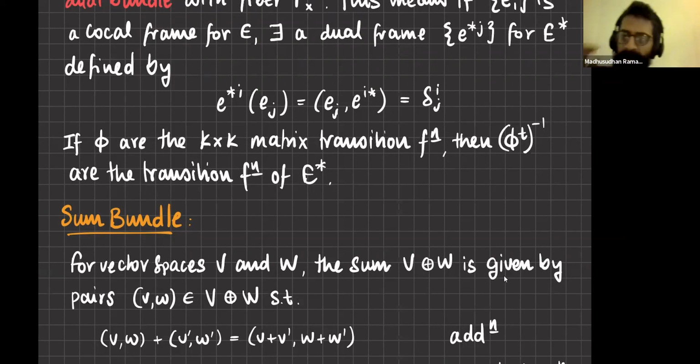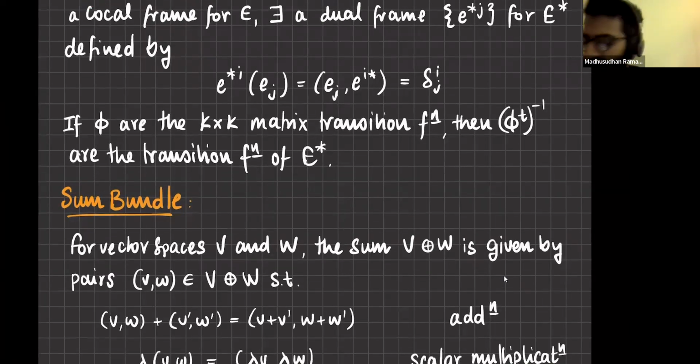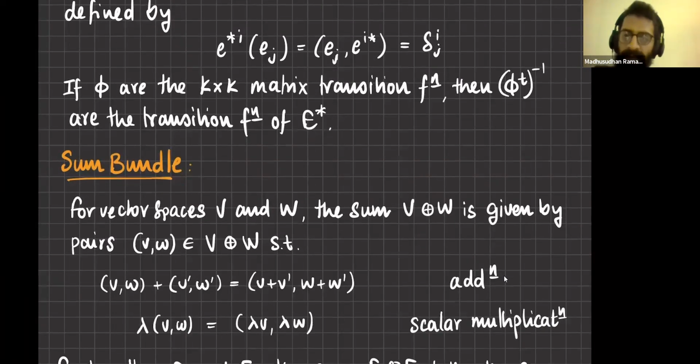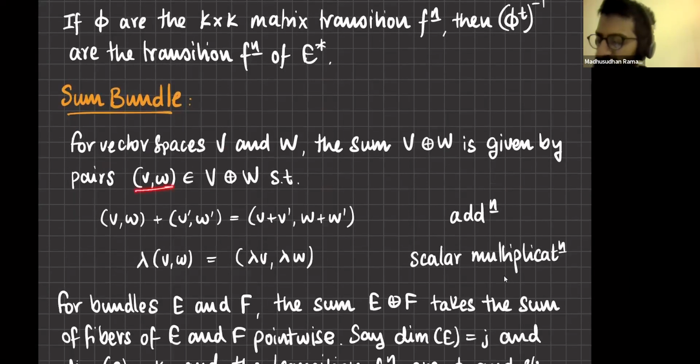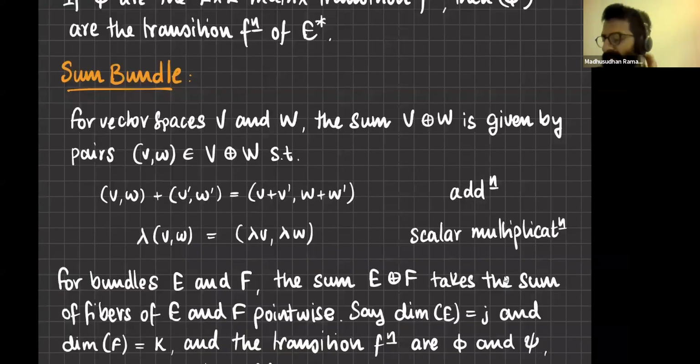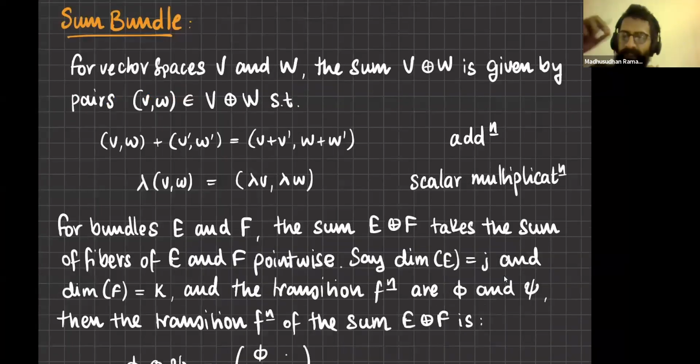So the key here is just that you're doing everything pointwise. For example, you can consider the sum of two vector spaces. For vector spaces V and W, the direct sum is just given by pairs (V, W) that are added and scalar multiplied in this way. This is a construction we are familiar with from our study of vector spaces. For vector bundles, all you do is this sum pointwise. When I say pointwise, I mean fiber-wise, you add them.